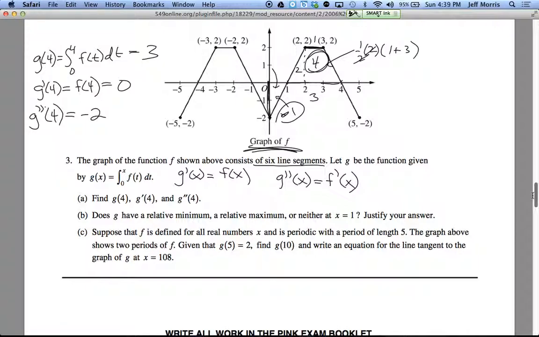Because of FTC part 1, plug in x. Derivative rule for the area function. Does G have a relative min, relative max, or neither at x equals 1? Justify your answer. So at x equals 1.